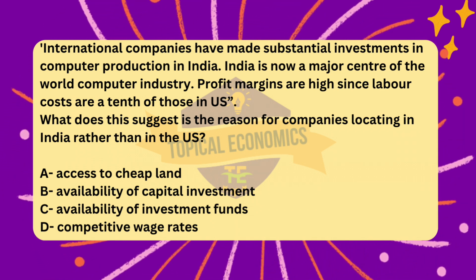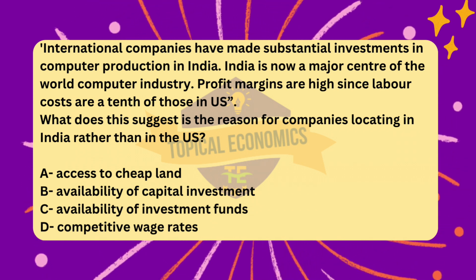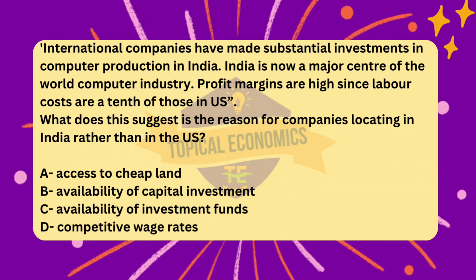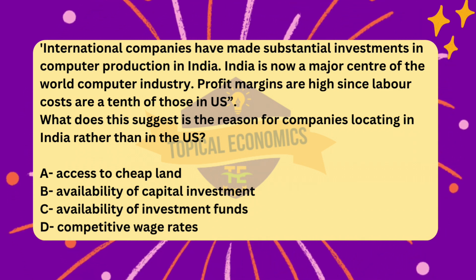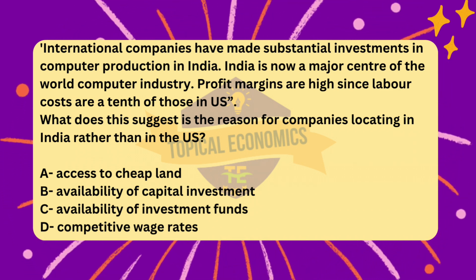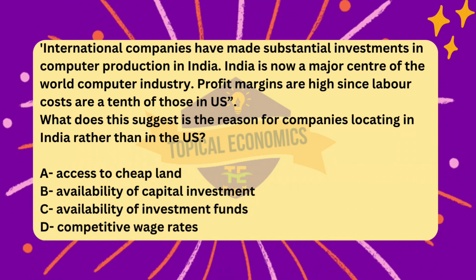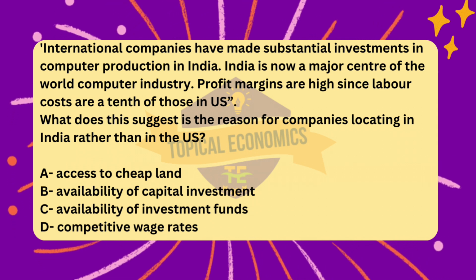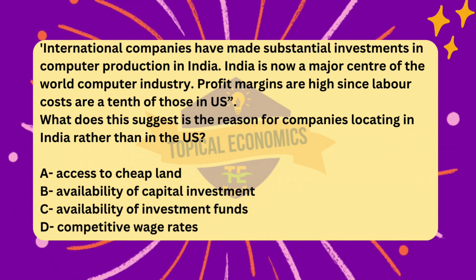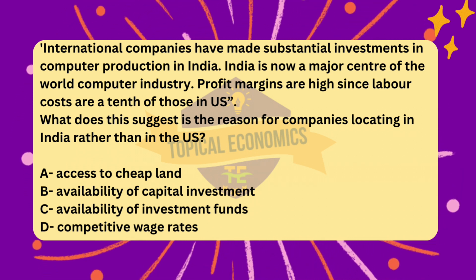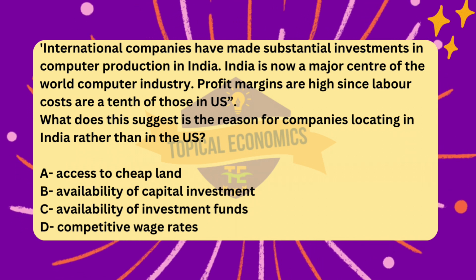Analyzing the other options, which are less relevant. Option A, access to cheap land. While land costs might be lower in India, the primary driver here seems to be labor costs, not land. The description focuses more on labor costs and the computer industry, where labor, especially skilled labor, plays a key role in production. Next, option B, availability of capital investment. While capital investment is important, the scenario doesn't mention it as a primary factor. The emphasis is on lower labor costs, which is why companies are choosing India.